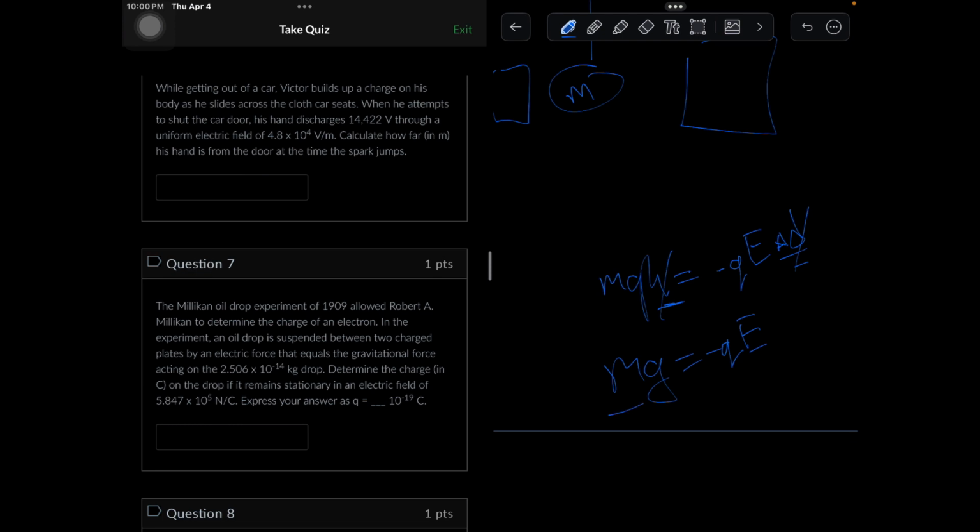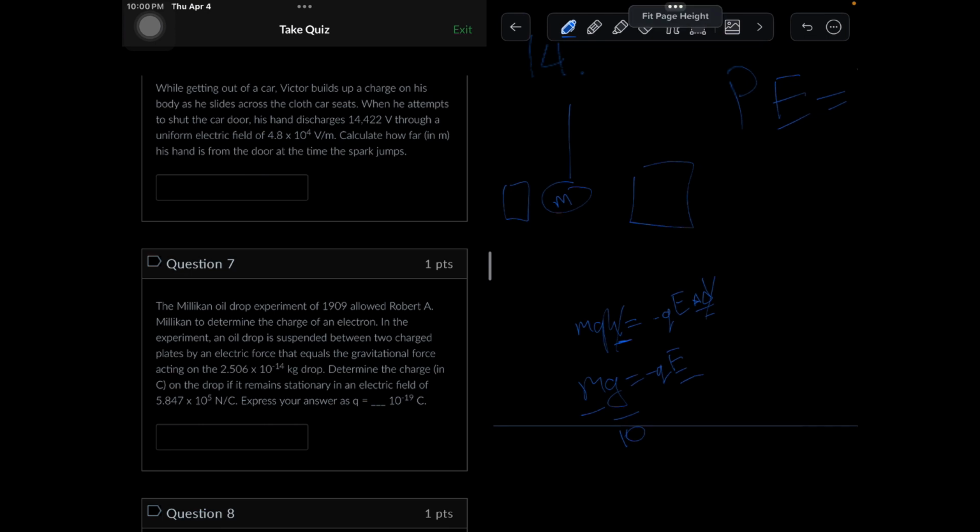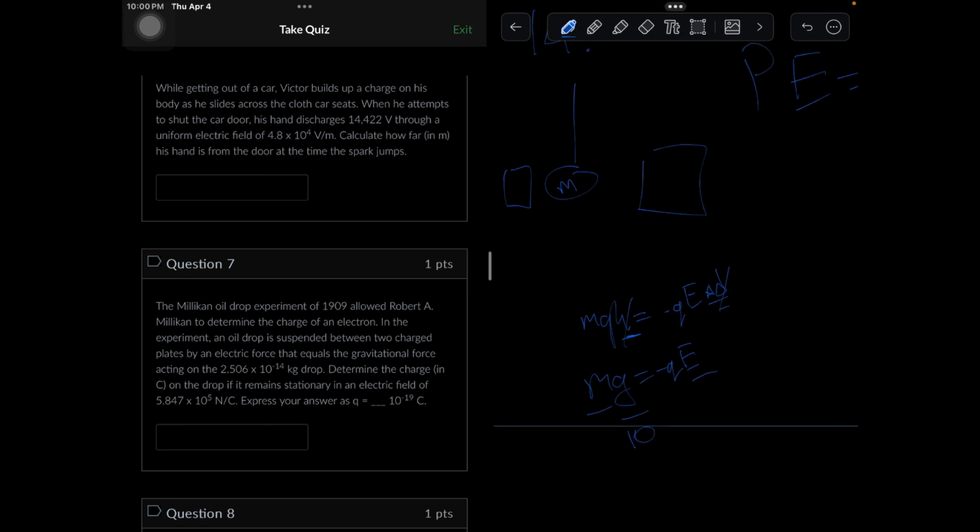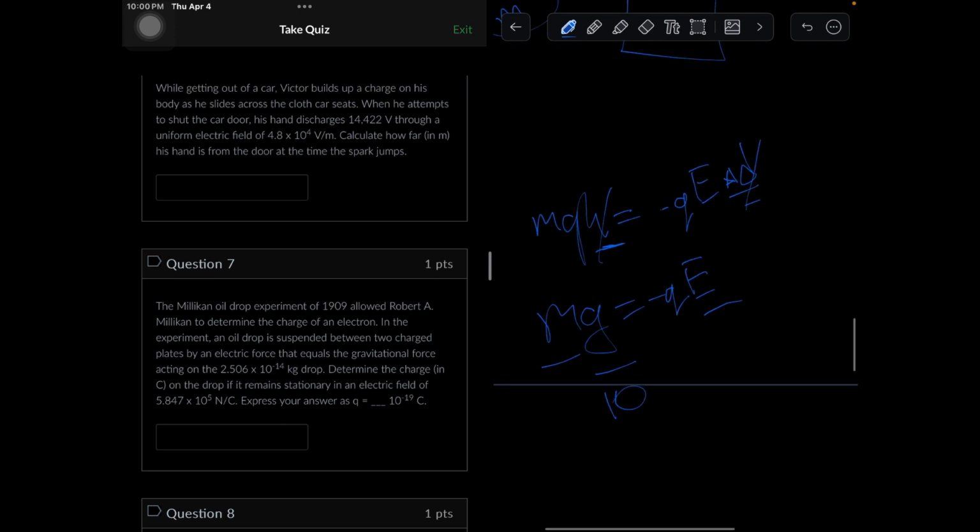You know the m value, g is constant as 10. You know the electric field value from this question, which is directly stated as 5.847 times 10 to the power 5 newtons per coulomb. And you would take the mg value and divide by the E value to get the Q value. Make sure to take the absolute value of the Q value since the question doesn't allow you to submit a negative value for Q.